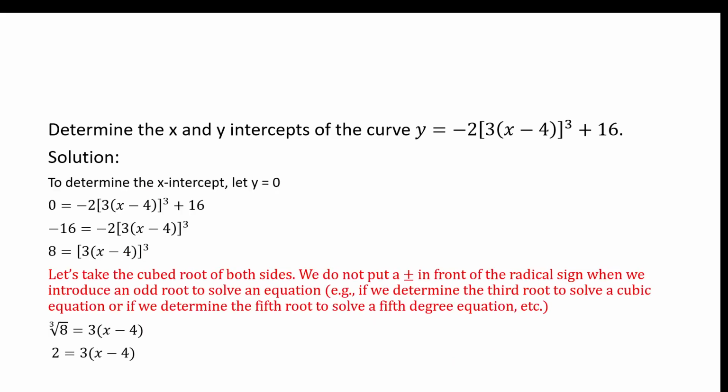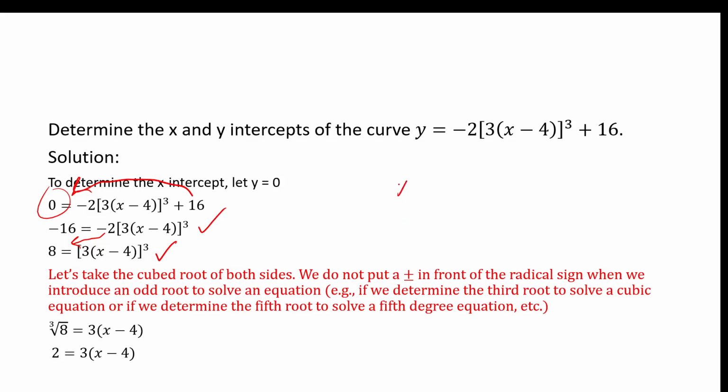Now, how about the x-intercepts? Well, or x-intercept singular. To determine the x-intercept, we're going to let y equal 0. So we let y equal 0. We'll subtract 16 from both sides, which gives us this line shown. And we're going to divide both sides by negative 2. And so that ends up letting us know that 8 is equal to 3 times x minus 4 quantity cubed. Now we'll take the cubed root of both sides.